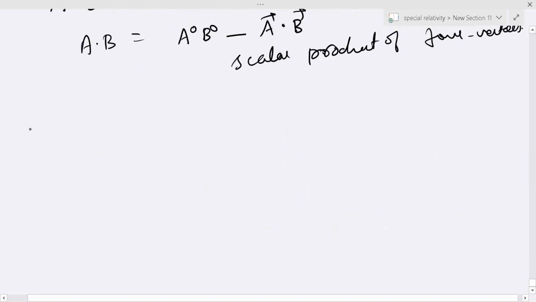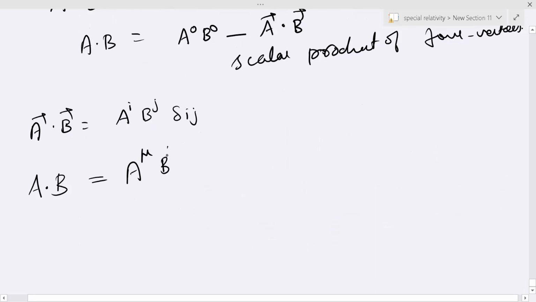Now for 3-vectors we wrote a vector dot b vector is equal to a_i b_j delta_ij. We would like to write it in exactly the same form. I'm writing now 4-vectors, so there's no vector sign here. We would like to write it as a^mu b^mu, and we call this the metric of Euclidean space. Similarly, instead of delta_ij, we need to invent a new thing, eta_mu nu.